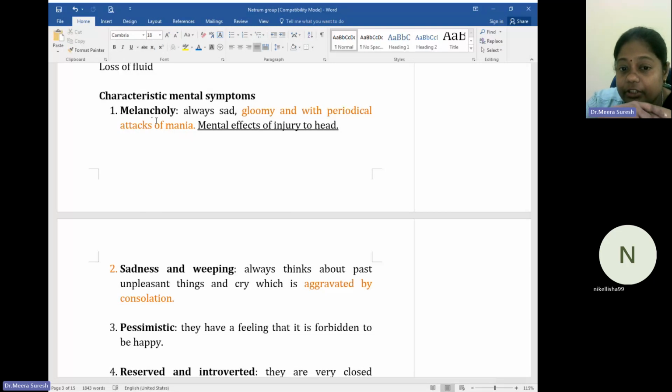And there are mental effects of injury to head, especially after receiving some injury to head. Then they're having some mental complaints. We have similar symptoms, like you know how it says in arnica. Do you know this sentence, the underlined sentence, mental effects of injury to head? So some injury had happened to head, and then mental complaints coming. That is what comes under natrum group actually, especially Natrum sulf. But arnica is also having some similar comparisons.